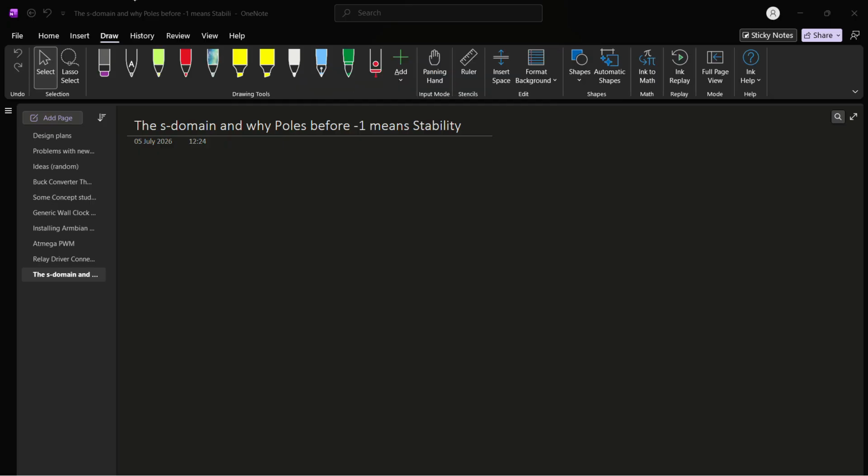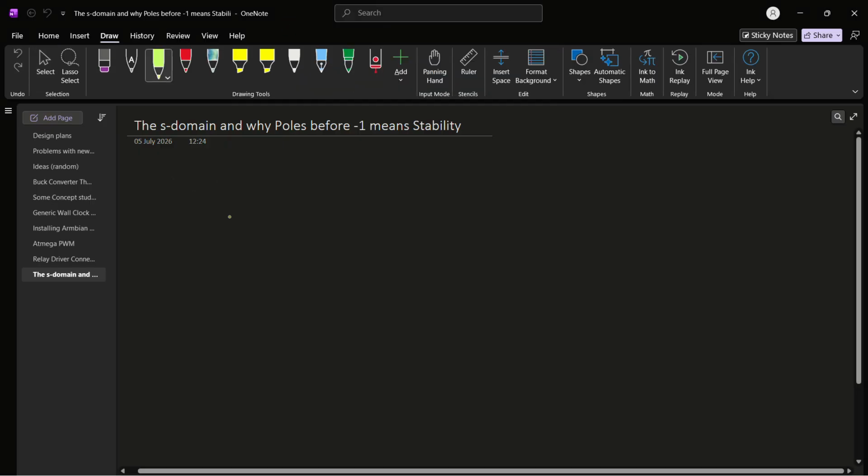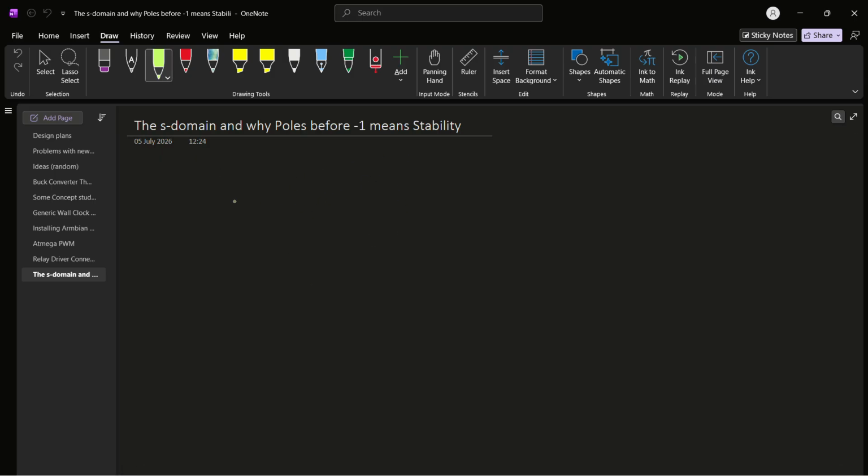Hello everyone. So in this video, I will be mainly explaining the Laplace domain and the S-plane, mainly the S domain. And why, when we have poles on this side, before -1, the system is stable. When we have poles at this particular part, why it is marginally stable, and when we have poles at the right side, why the system is unstable. So that will be my aim for this video.